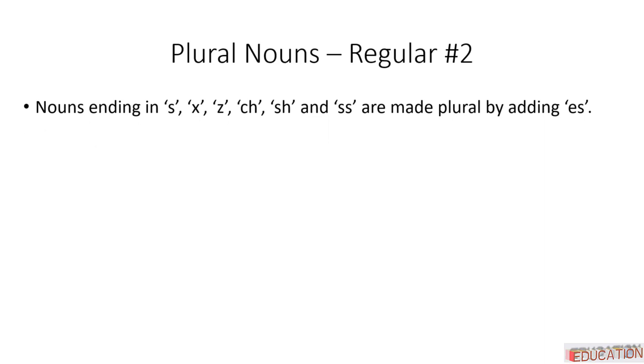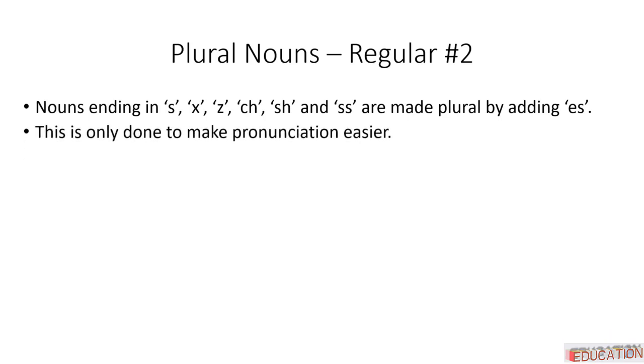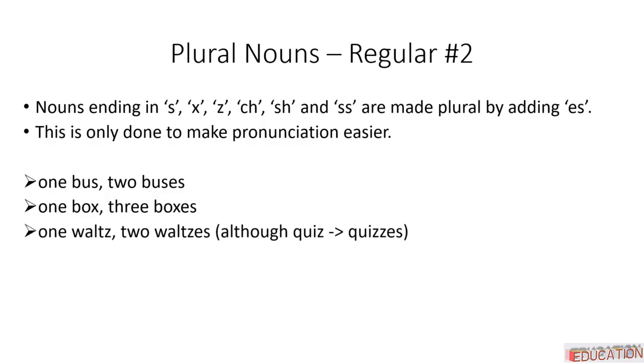And nouns ending in S, X, Z, CH or SH and SS are made plural by adding ES. And this is purely done to make pronunciation easier. So say one bus, two buses, not buzzes. Yeah, it wouldn't work. One box, three boxes. One waltz, two waltzes. Although it should be noted that quiz in the plural form of quizzes has two Z's.